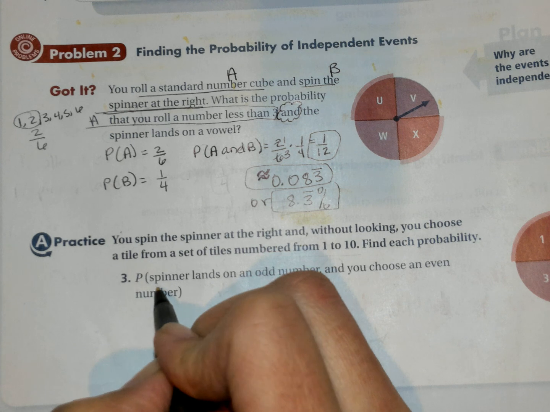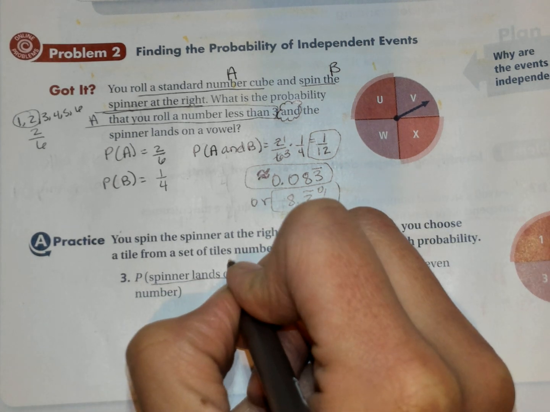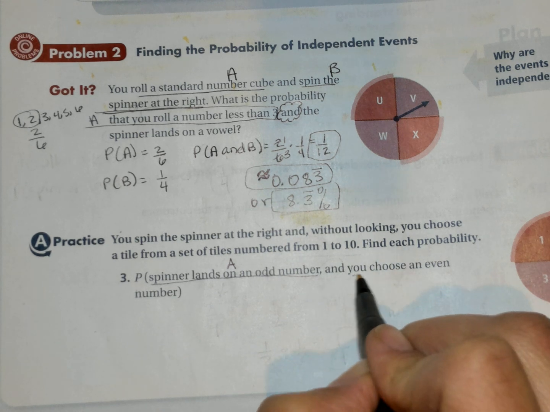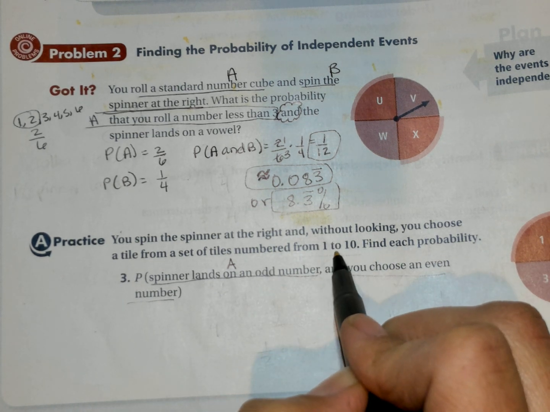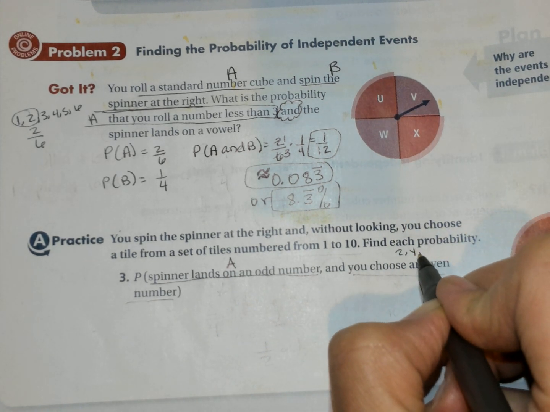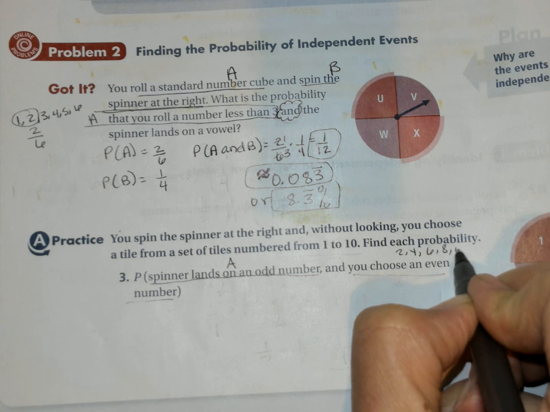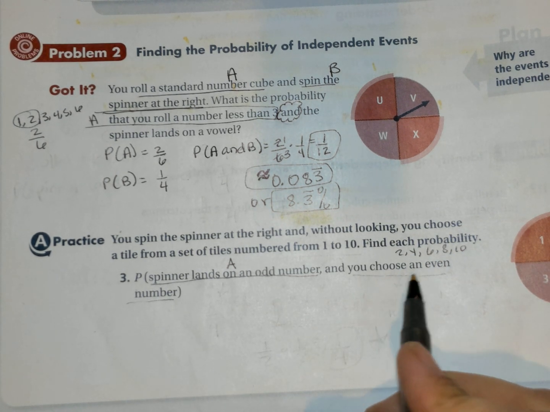So it's like saying find the probability that a spinner lands on an odd number, that's event A, and you choose an even number. The tiles are numbered from 1 to 10, so count how many even numbers there are. There's 2, 4, 6, 8, and 10. So 1, 2, 3, 4, 5. That can help you to get the even number.